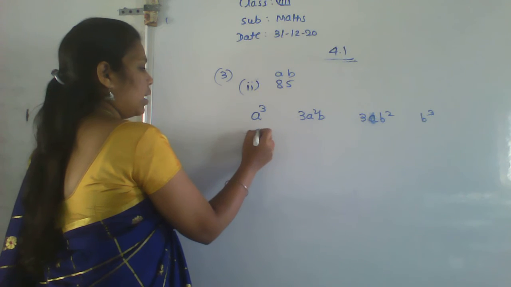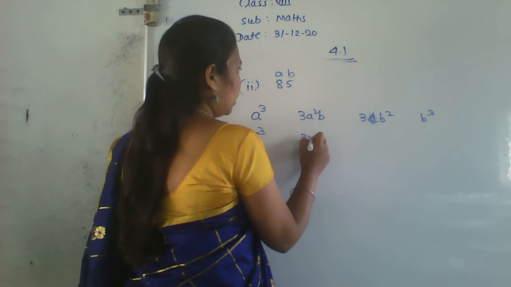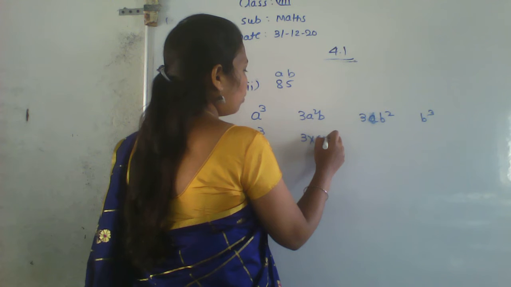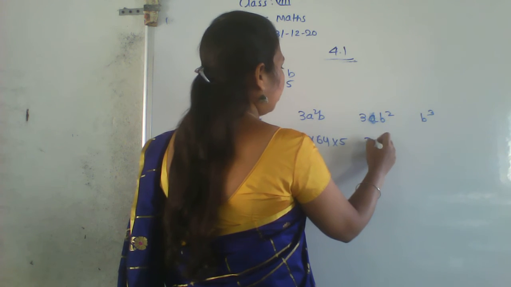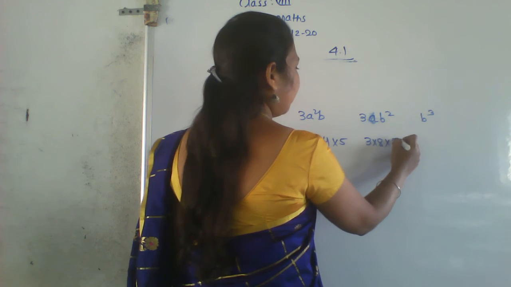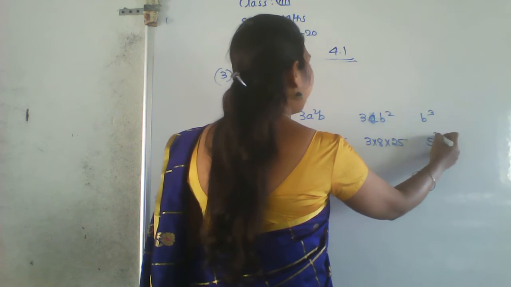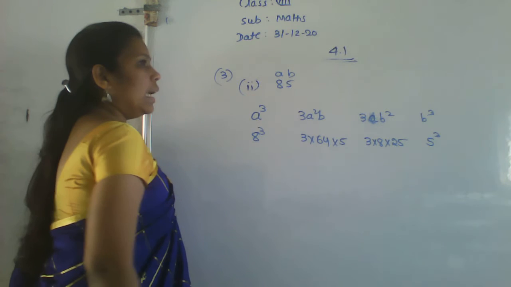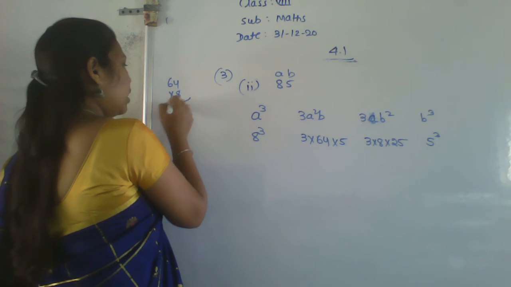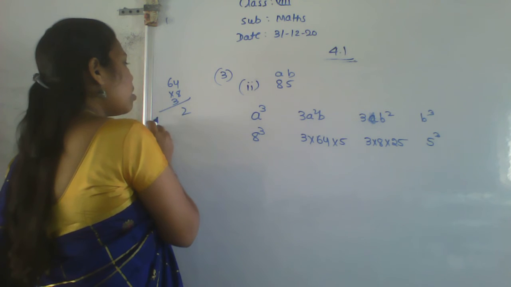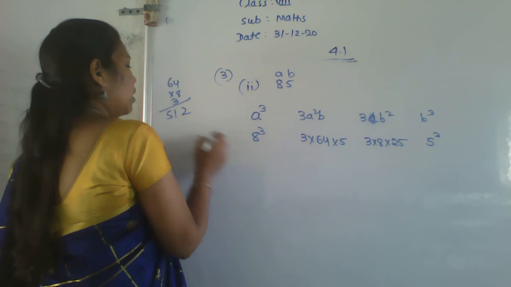Okay. So here a cube. 3 into a square is 64 and b is 5 and here 3 into a is 8, b square is 25. B cube is 5 cube. Okay. What is the 8 cube value? That is 64 into 8, 8 4s are 32, 8 6s are 48 plus 3 is 51.